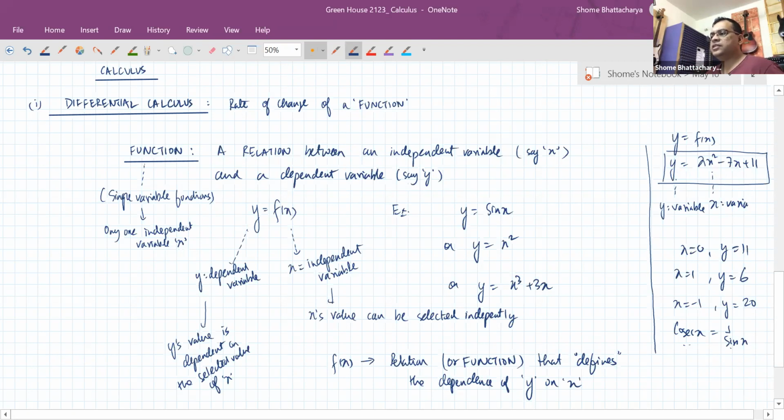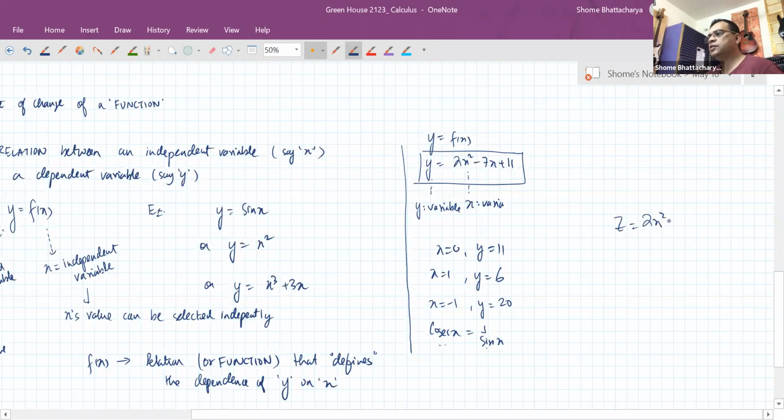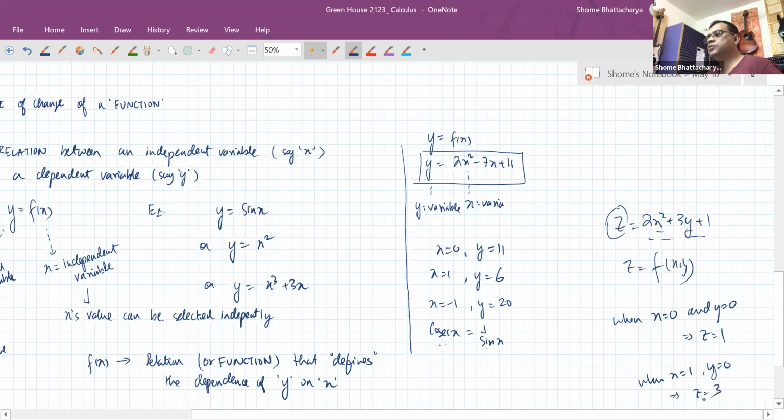Whereas if I had something like this, that z is equal to 2x squared plus 3y plus 1, now this is a double variable function. Here z is a function of x and y. So to find some value of z, I need two independent values of x and y. When x is equal to 0 and y is equal to 0, z's value is 1. Whereas when x is 1 and y is 0, the value of z becomes 3, like that.